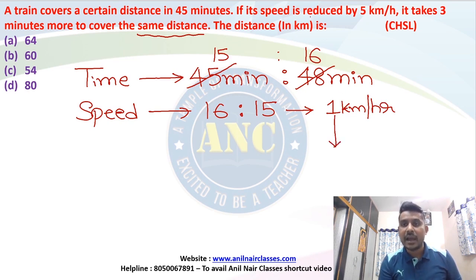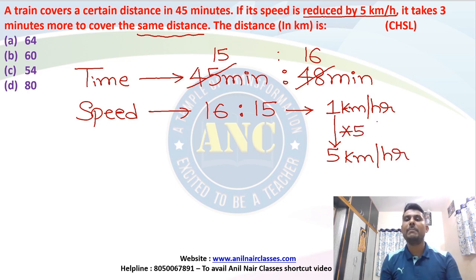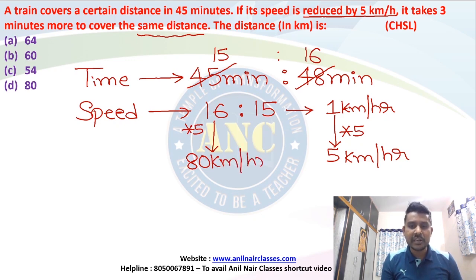According to the ratio, I reduced my speed by 1 kilometer per hour. According to the question, I reduced my speed by how much? 5 kilometers per hour. So 1 kilometer per hour should become 5 kilometers per hour. Multiply by 5. 16 also multiply by 5. That means the initial speed at which I was traveling is 80 kilometers per hour.